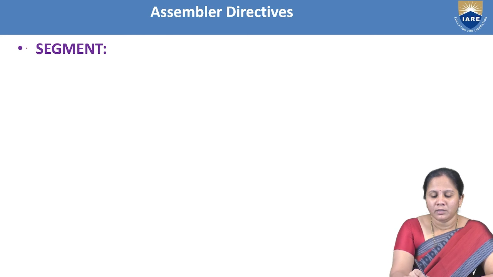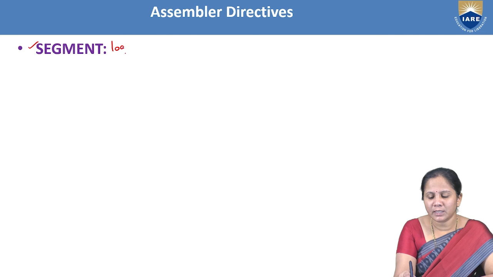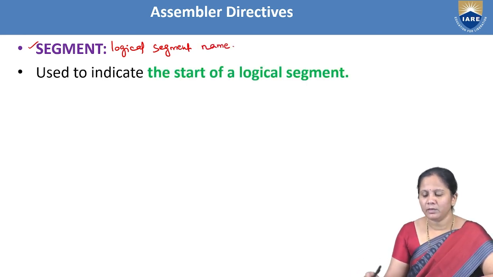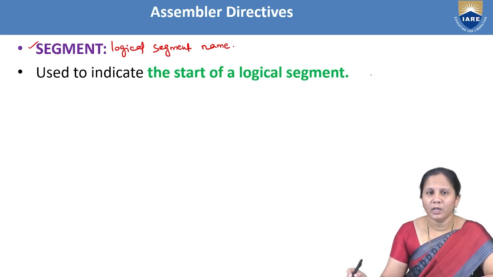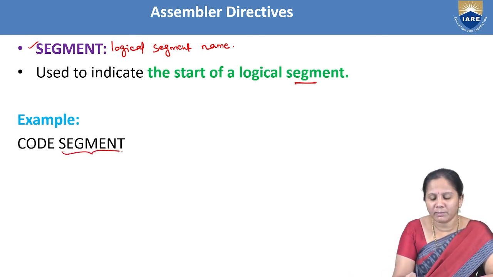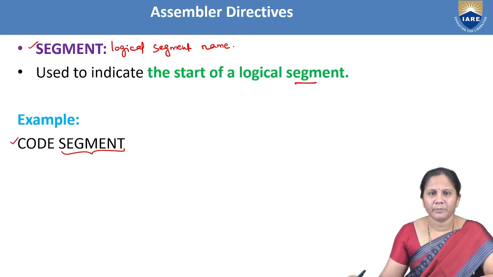Now the next assembler directive is segment. This says the logical segment name. This assembler directive is going to indicate the start of the logical segment, whatever the logical segment is. So here it is code segment. This segment is an assembler directive, but the name of the logical segment here is code.